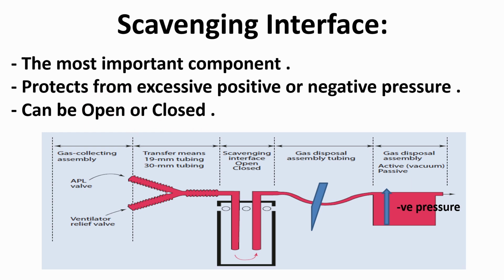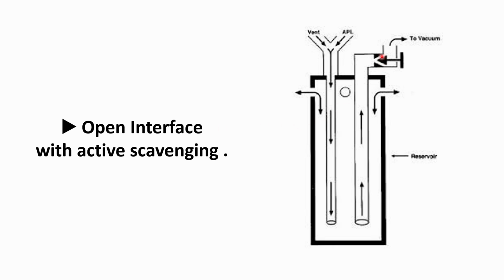We have two forms. Here is the open form. The open form is only connected with active scavenging and is used in active scavenging. The open form connects the transfer means to the interface through this tube, and all the waste products come through another tube to the vacuum directly. And here is the reservoir.